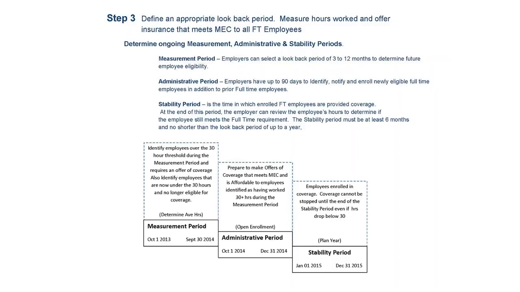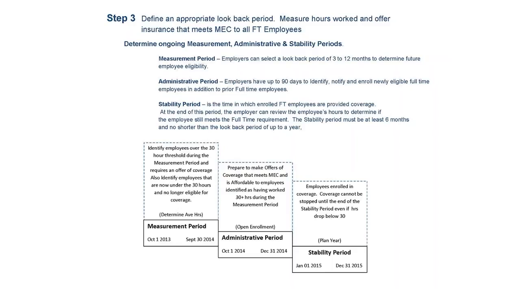So the administrative period can be anywhere from up to 3 months or 90 days. And the stability period can be anywhere from 6 months to a year. The administrative period in my example is from October 1st through December 31st. The only thing you have to keep in mind, and it's stressed everywhere, is that if you have people that have received coverage as of the beginning of the year, they would remain on this coverage through the end of the year.